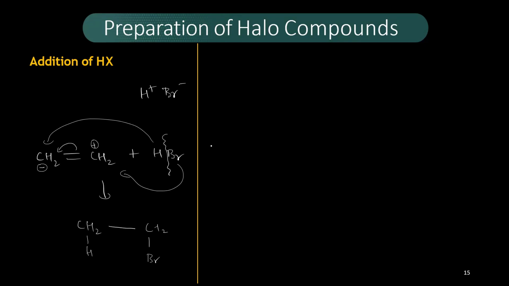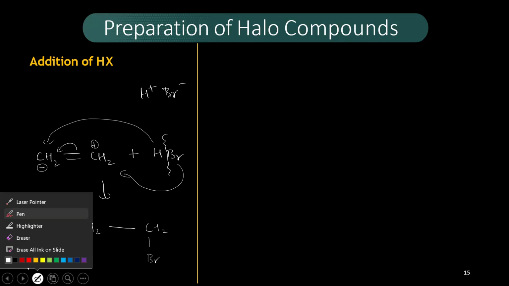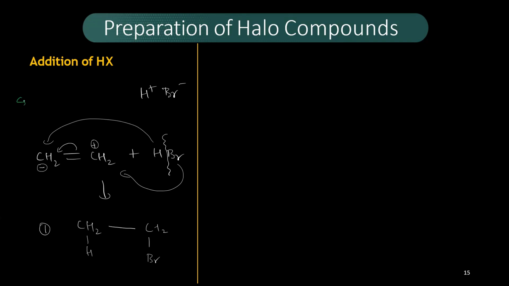Okay. And how many products did you get here? You got only one product. That will happen when you are taking a symmetric alkene. What is the meaning of symmetric alkene? It means that whether I attach my hydrogen here and bromine there, or bromine here and hydrogen there, it will give the same product. That's called symmetric alkenes. Asymmetric means when you have more than two. So you can consider that all the odd numbers will be asymmetric and all the even numbers will be symmetric.